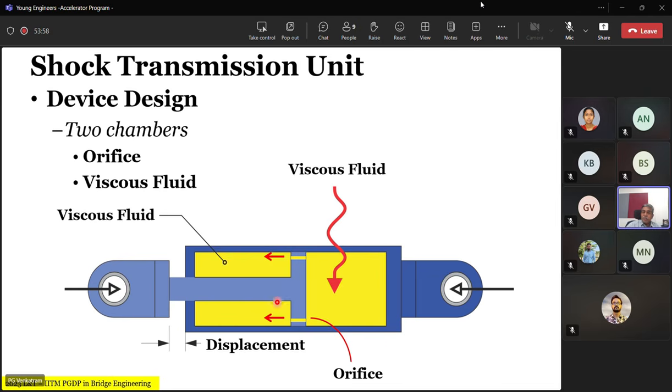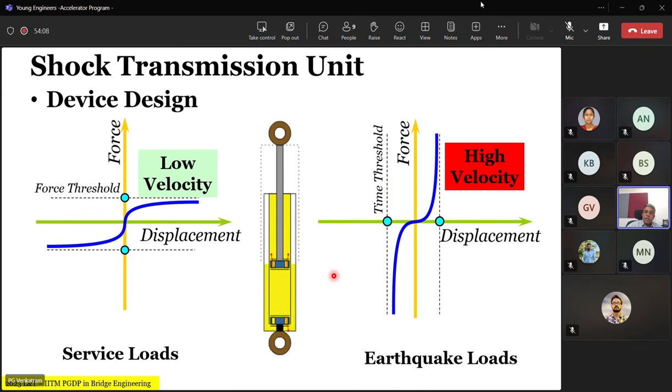But if the displacement is fast, this orifice is not big enough to permit that quick transfer of fluid, then it looks as if it will be locking up. So that is what is understood. Now, how does the load displacement graph for this look like? In service load, whatever be the rate of displacement, it will transmit a very small fraction of the force, and for slow movement, low velocity, that force will never get exceeded. It's a small value.